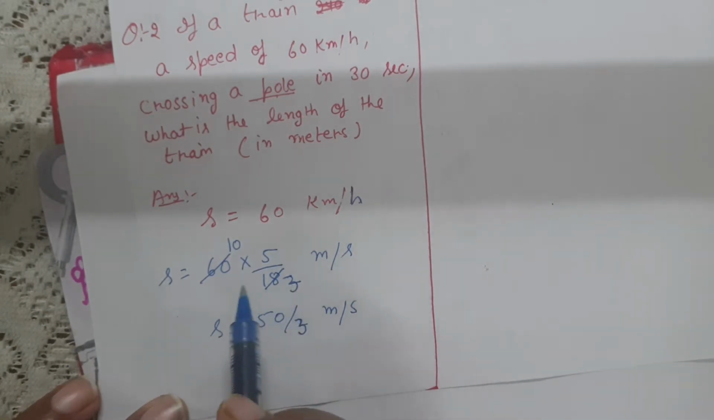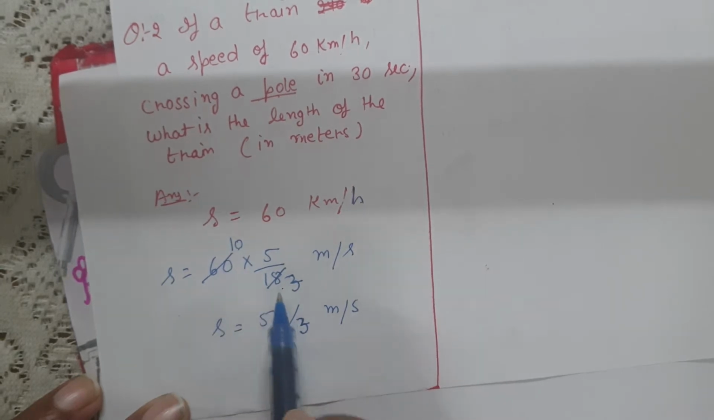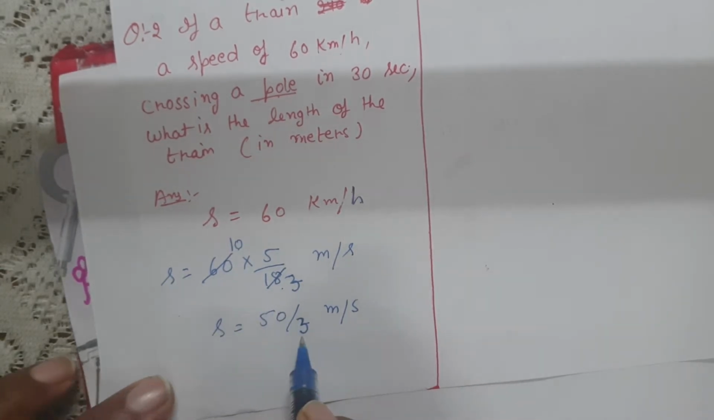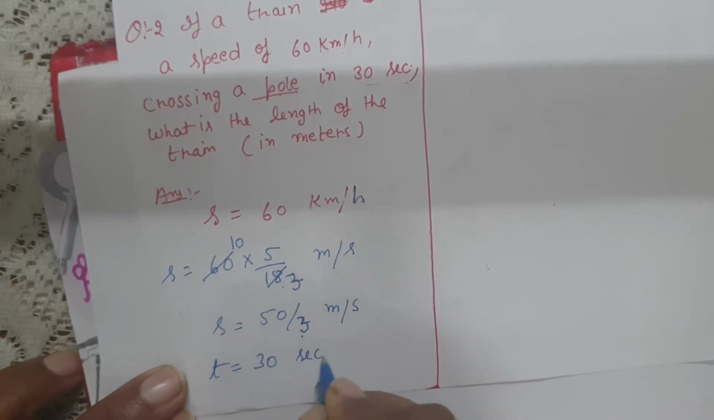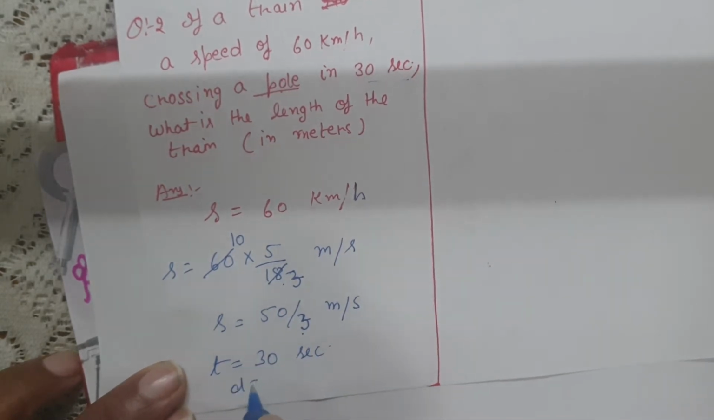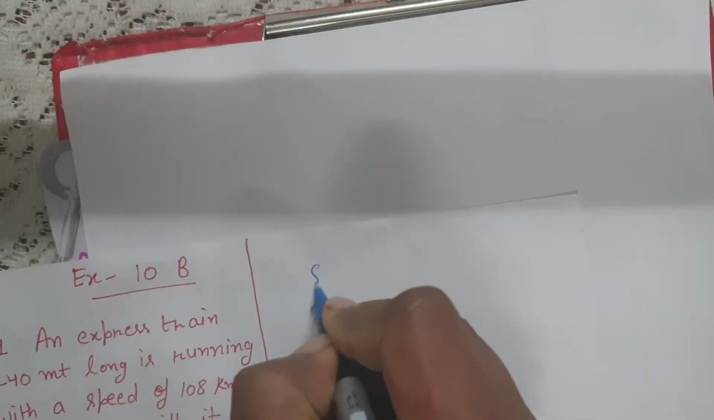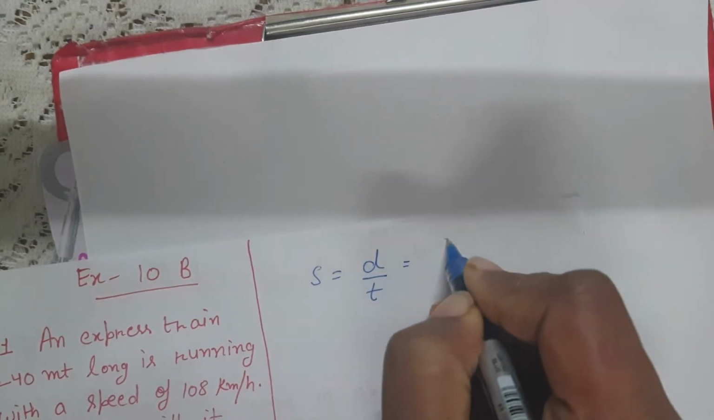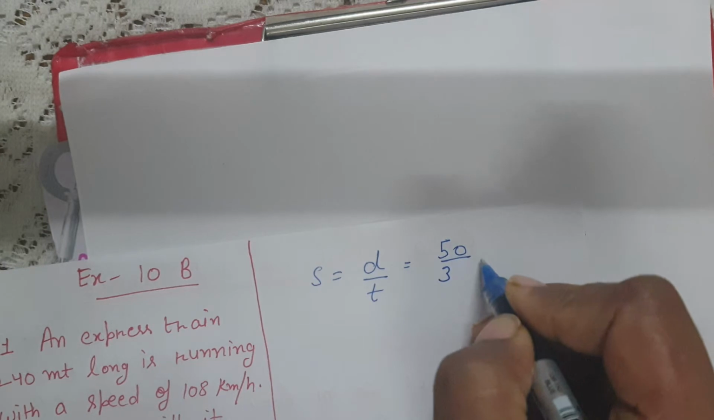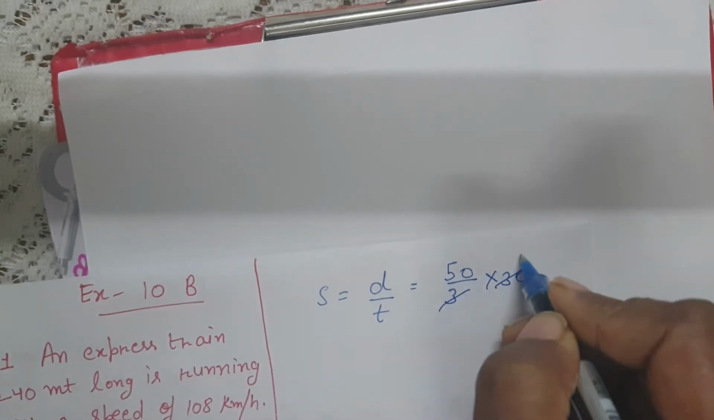Okay, 3 ones are 3, 3 sixes are 18. So 50 upon 3. Speed is 50 upon 3 meter per second, and it is given 30 seconds. So t equals 30 seconds, and now we have to find the distance. Now we will solve this. S equals d upon t. So d is 50 upon 3 into 30, and now 10.